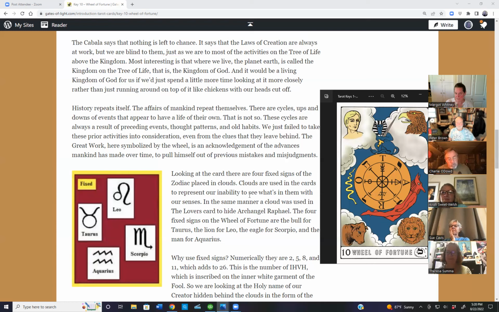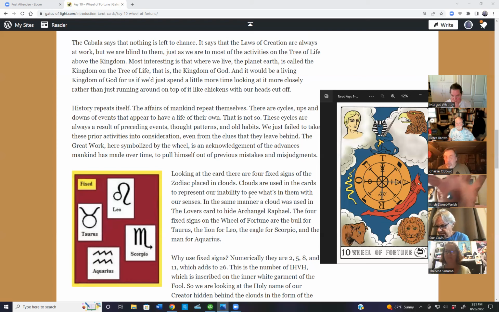So history repeats itself. The affairs of mankind repeat themselves. There are cycles, ups and downs of events that appear to have a life of their own. That is not so. These cycles are always a result of preceding events, thought patterns, and old habits. We just failed to take these prior activities into consideration, even from the clues that they leave behind. The great work, here symbolized by the wheel, is an acknowledgement, recognition of the advances mankind has made over time to pull himself out of previous mistakes and judgments.